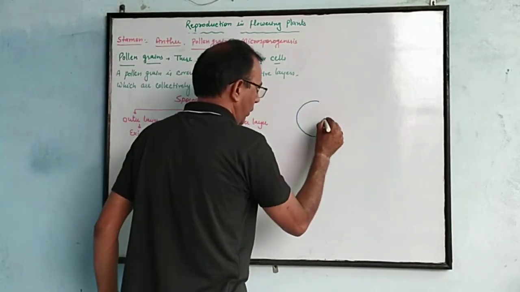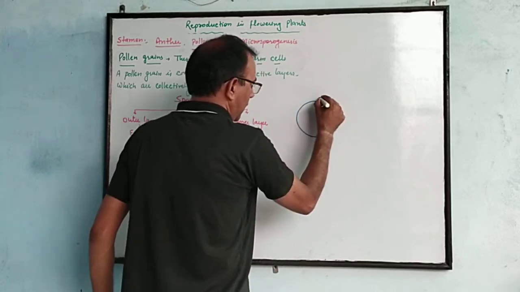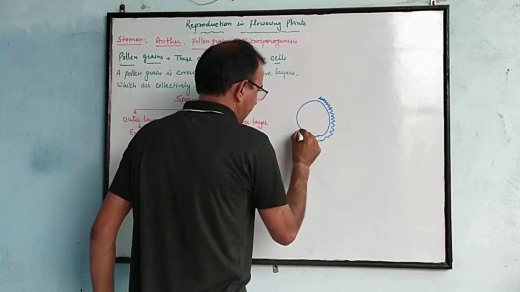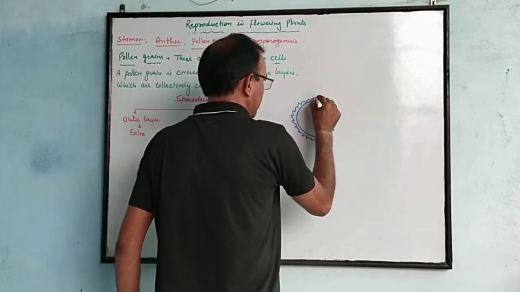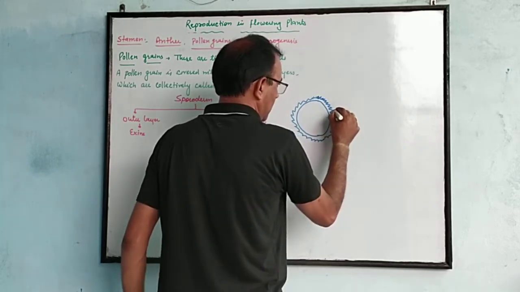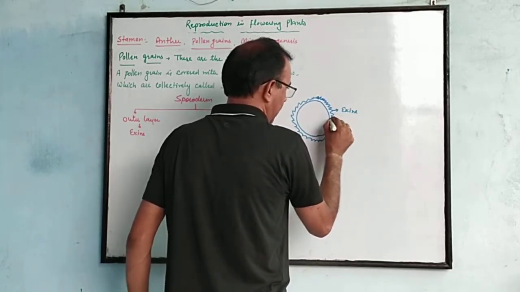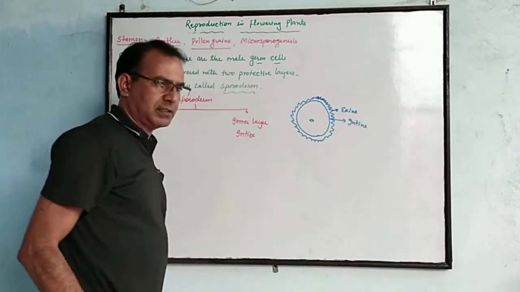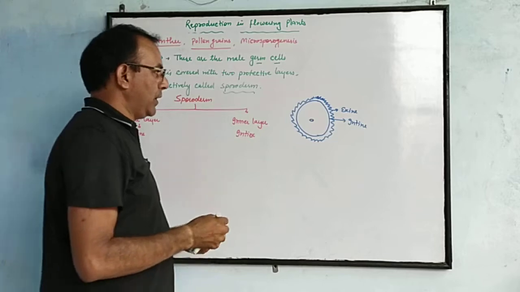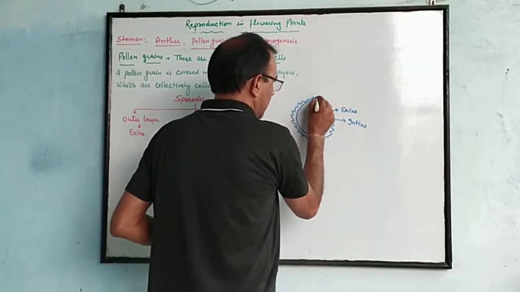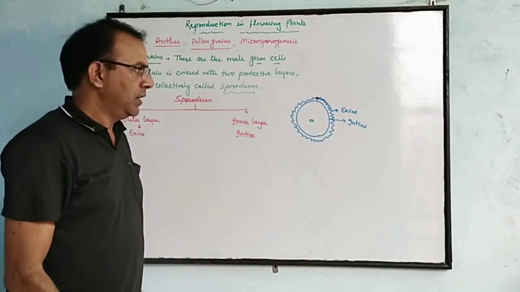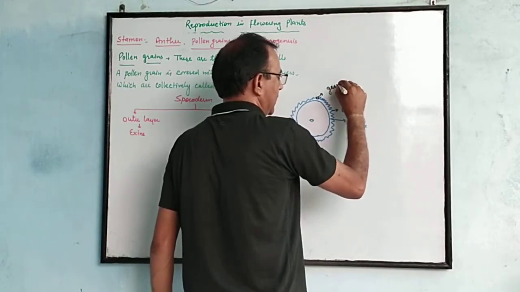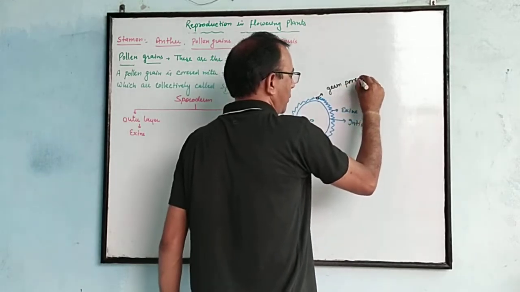Suppose this is the male germ cell, the pollen grain. The outer layer is known as exine, and the inner layer is known as intine. This germ cell has one site where the pollen grain germinates. It contains a small pore. This pore, through which the pollen grain germinates, is called the germ pore.